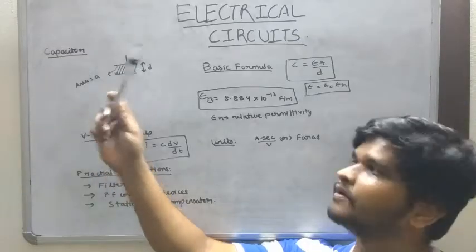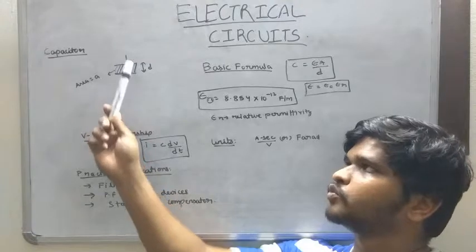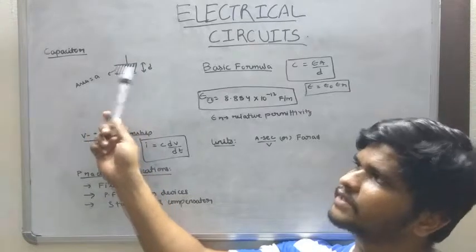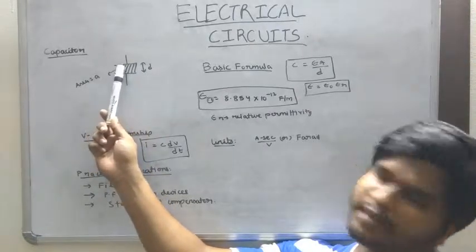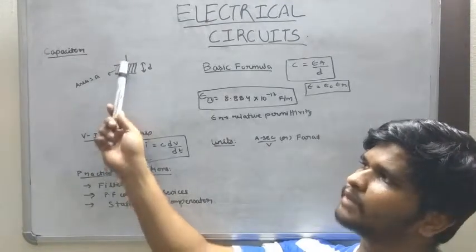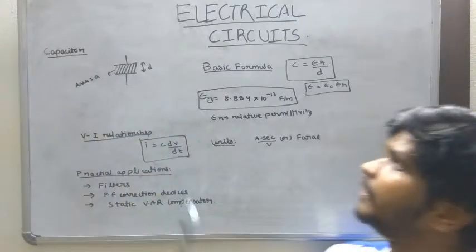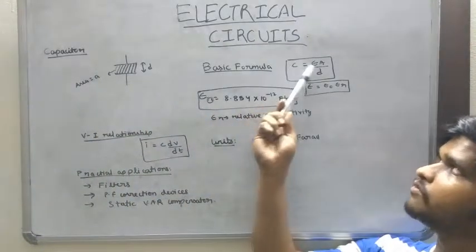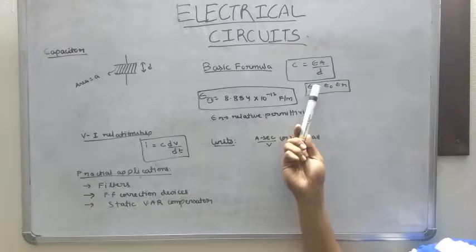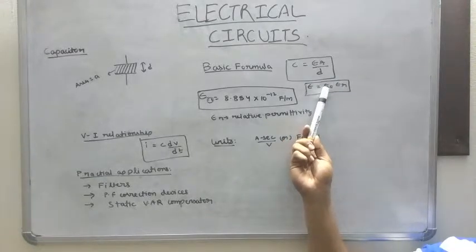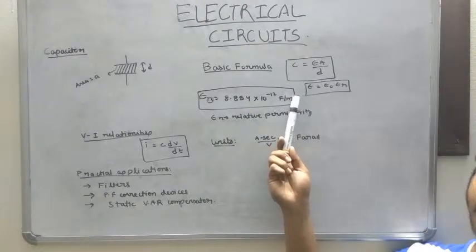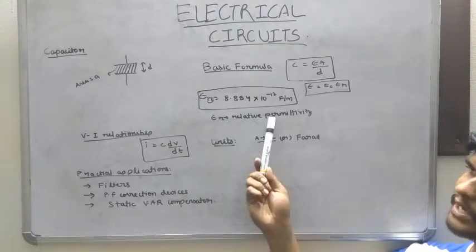Now coming to the capacitor. A capacitor is formed whenever two conducting plates are separated by a distance d, and between these plates a dielectric or an insulation is placed. These two parallel plates form a capacitor. The basic formula for a capacitor is C is equal to epsilon A by d, where epsilon is the permittivity, and epsilon is given by epsilon naught epsilon r, where the value of epsilon naught is 8.854 into 10 power minus 12 farad per meter. It is a constant value, and epsilon r is the relative permittivity.